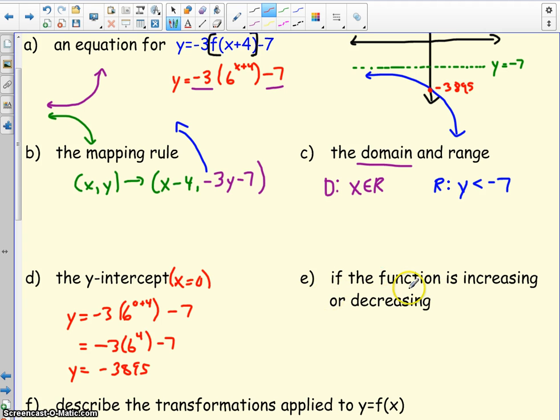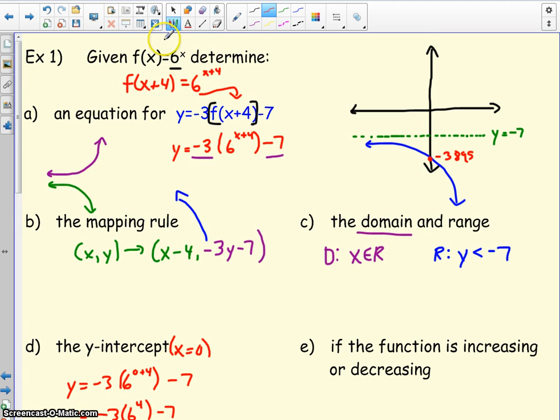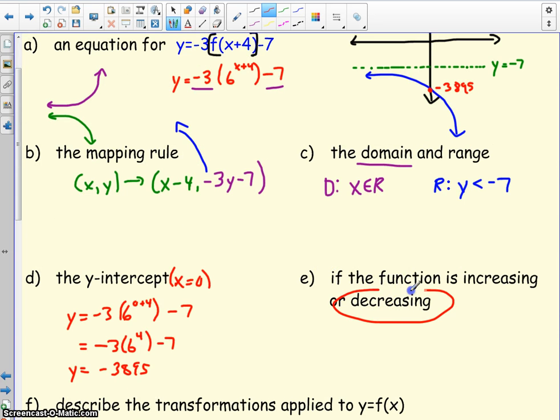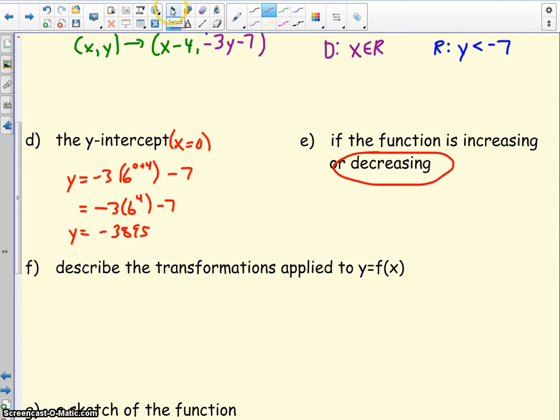Okay, so is the function increasing or decreasing? You can see from my graph here that it's decreasing. One way I could look at it too, if I didn't have this sketch, my parent function, 6 to the x, its base is bigger than 1, so that's increasing. One reflection would make it decreasing. So this guy's decreasing.